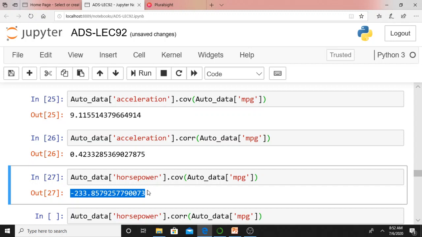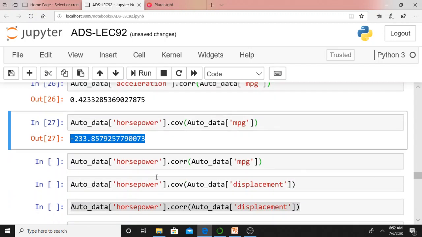Let's calculate covariance between horsepower and miles per gallon. That's what we did, isn't it? And you can see that this is negative. Minus 233 means it's negative. This covariance value is useful because it gives us the direction of the relationship. As horsepower increases, mileage seems to fall. Let's take a look at the correlation between horsepower and mileage.